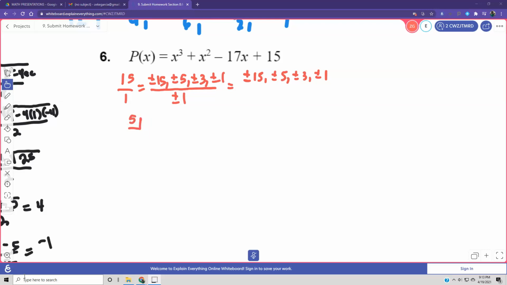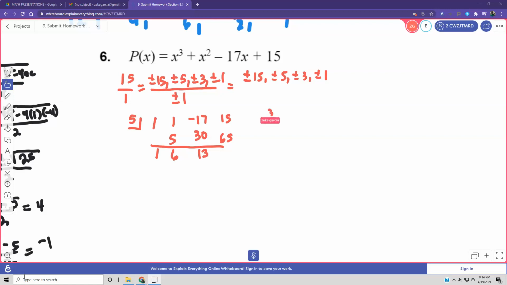5. So I have 1, 1, negative 17, and then 15. So I have 1, 5 times 1 is 5, 5 plus 1 is 6. 5 times 6 is 30. Negative 17 plus 30 is 13. 5 times 13 is 65. And that's not going to work. Okay.